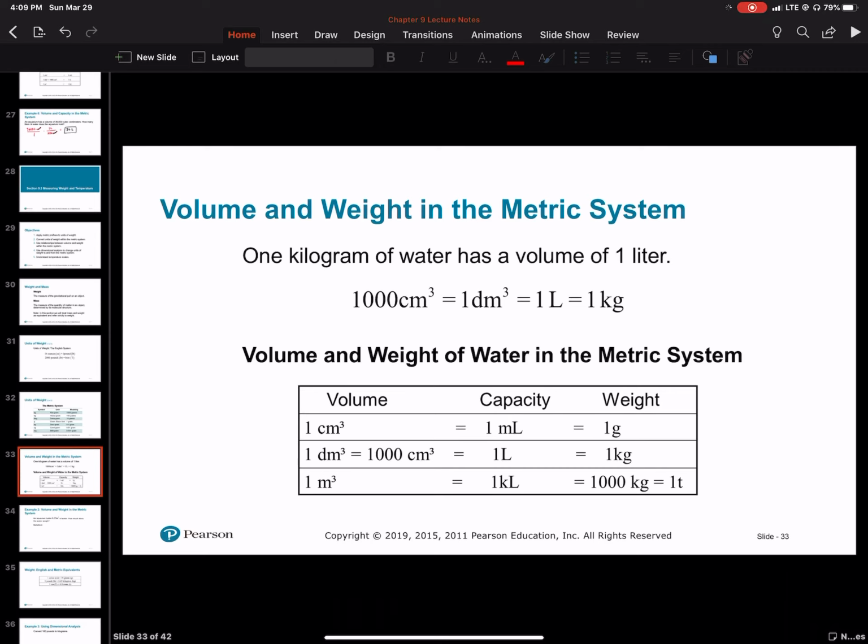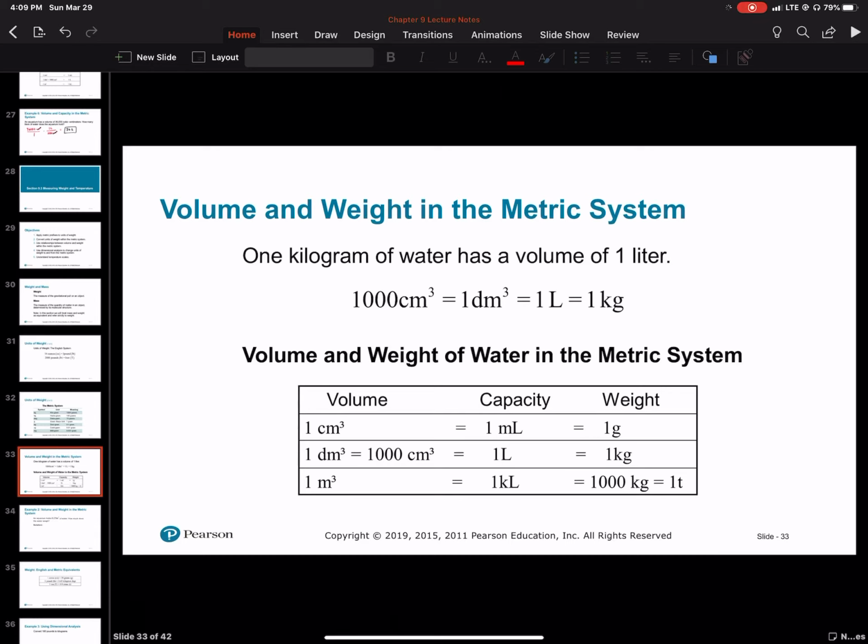Now, volume and weight in the metric system. 1 kilogram of water has a volume of 1 liter. So 1,000 cubic centimeters is equal to 1 cubic decimeter, which is equal to 1 liter, which is equal to 1 kilogram. So we have 1 cubic centimeter is equal to 1 milliliter, which is equal to 1 gram. So that's the volume to capacity to weight.